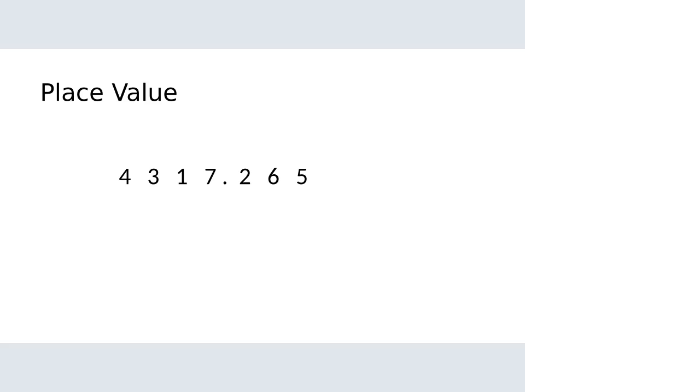We've got our decimal point there right in the middle of this number, and the 7, that's the ones place. To the left of that where the 1 is, that's the tens place. To the left of that where the 3 is, that's the hundreds place. And to the left of that where the 4 is, this is the thousands place. This is probably pretty comfortable for most of you, and that's okay. We're just going through a little bit of review here to make sure we're all on the same page.